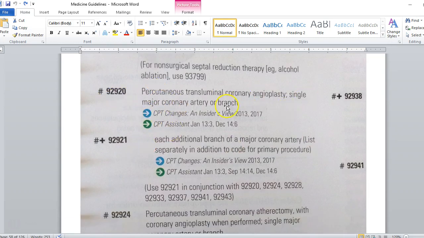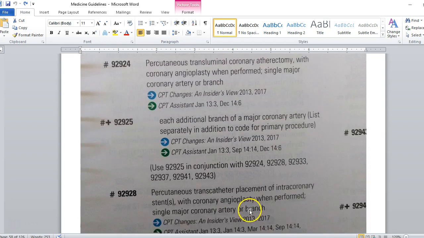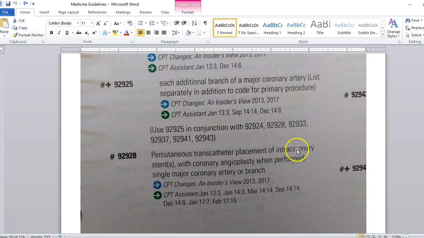So again, these are our PTCAs, percutaneous transluminal coronary angioplasties. And so again, we also have atherectomies. And again, you can see this is an atherectomy with an angioplasty. So again, we're building. We're going from just an angioplasty to an angioplasty and an atherectomy. And then we're going to an intracoronary stent with an angioplasty. So again, we're building upon. This is what they mean by that base code. Okay, so we always want to make sure that we understand what we're doing so we find the correct base code.